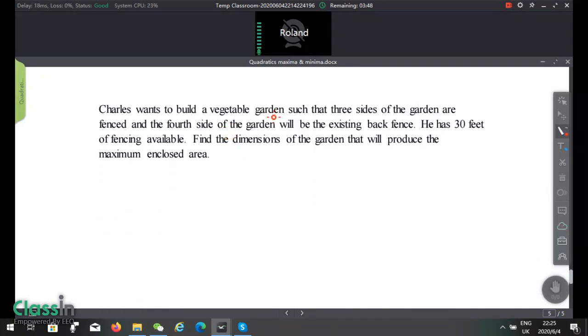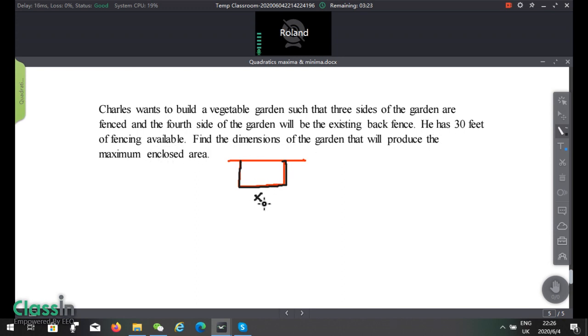Charles wants to build a vegetable garden such that 3 sides of the garden are fenced and the 4th side of the garden will be an existing back fence. So this is like the first one. If this is the fence, these are the 3 sides which will be built, against an existing fence. He has 30 feet of fencing available.